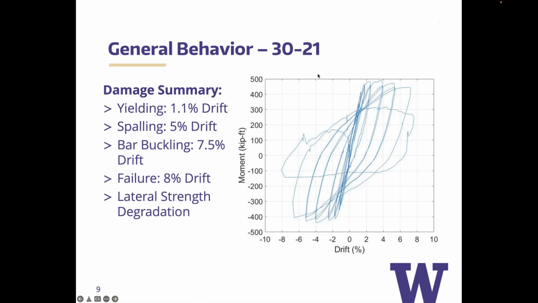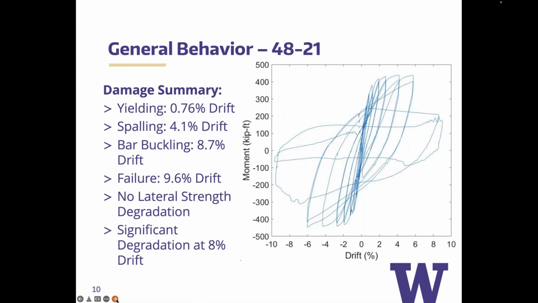So this is just the general behavior of this specimen, and what you can see is that we have initial yielding here at about 1% drift, and then spalling at about 5% drift. And you know, this spalling at 5% drift is pretty good, because if you look at the response of most bridges, you really aren't going to have demands much beyond that. And this is a repairable damage state. So we're happy about this behavior. And then we get bar buckling and eventually failure at 8% drift, which obviously is very, very ductile response.